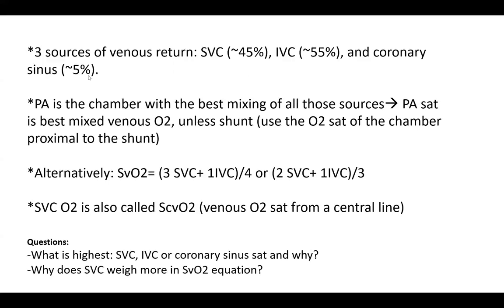Coronary sinus, which corresponds to the coronary circulation, is only about 5%, but it's important. I'll explain in a little bit why it's important. Which, by the way, 5% corresponds to how much cardiac output goes to the coronary artery, in case you want to know. That's an important number to know. So anyway, in the right atrium, all those three sources are swirling around with each other. And depending where you sample the right atrium, you don't achieve a good mixing in the right atrium. And your catheter may be close to the SVC, to the IVC, or to the coronary sinus. And so your RA sat is not a good representation of the average mixed venous O2.